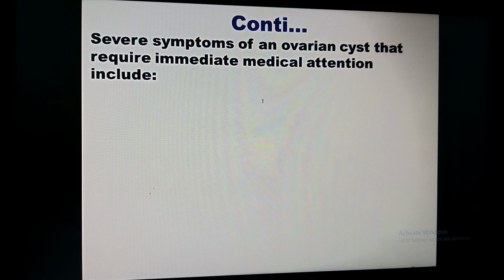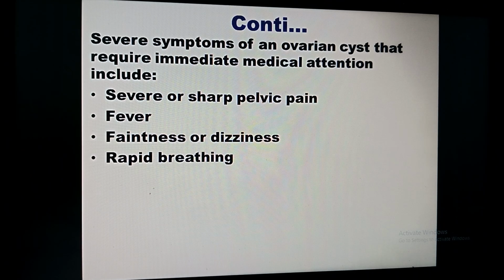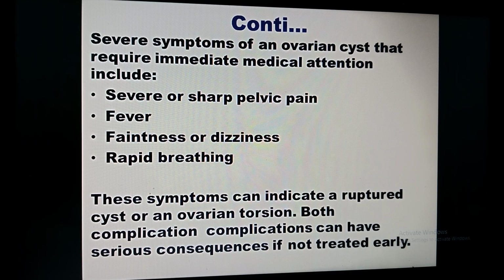Severe symptoms of ovarian cyst that may require immediate medical attention include severe or sharp pelvic pain that will be unbearable, fever, and sometimes dizziness and fainting, wherever it may be, while traveling or at home, when you are alone or with a group. It also includes rapid breathing, meaning an excessive breathing count. These symptoms can indicate a ruptured cyst or an ovarian torsion, meaning a twisting. Immediate action is required, otherwise it may lead to further complications.